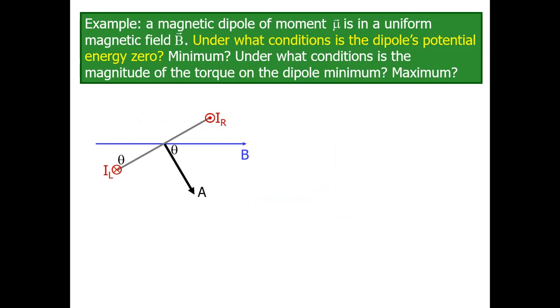Example: a magnetic dipole moment mu is in a uniform magnetic field B. Under what conditions is the dipole potential energy zero, minimum? Under what condition is the magnitude of the torque on the dipole minimum or maximum?